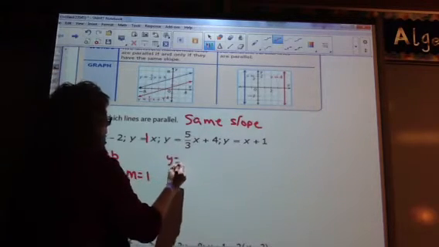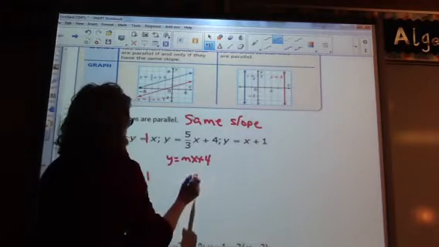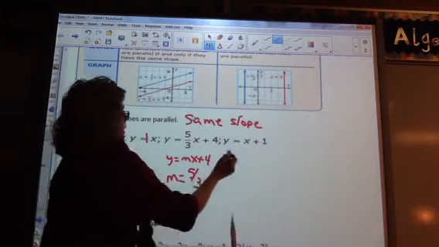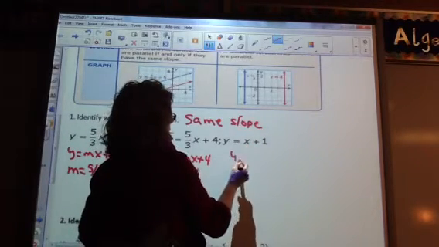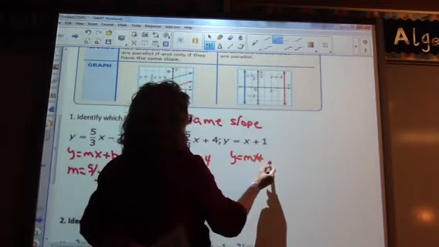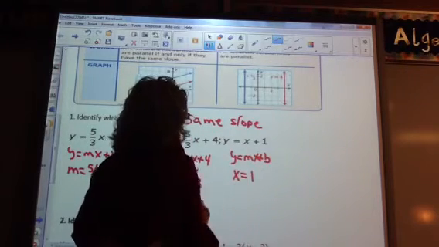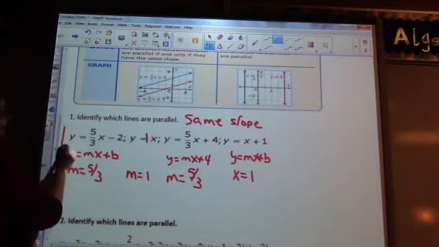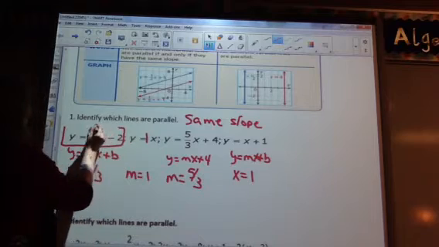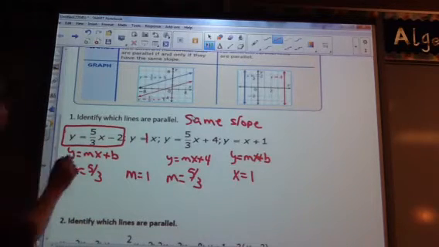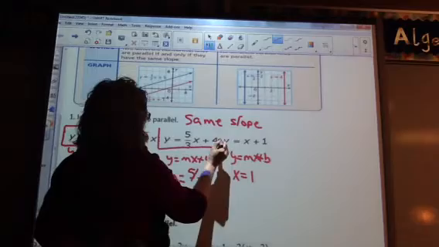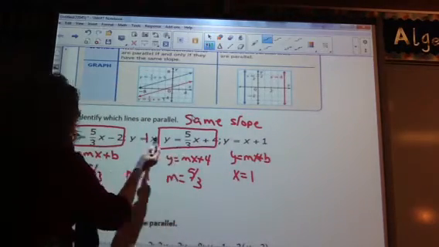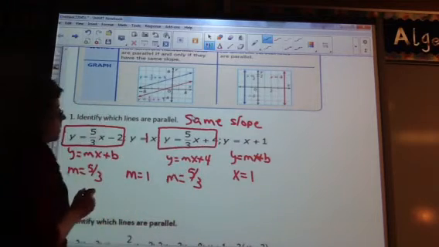This one here is in our slope-intercept form. So our slope is 5/3. And this one here is in our slope-intercept form, and our slope is 1. Okay, so same slope. So we have this equation and this equation parallel. How do I know that? Because they have the same slope and they have a different y-intercept, okay?